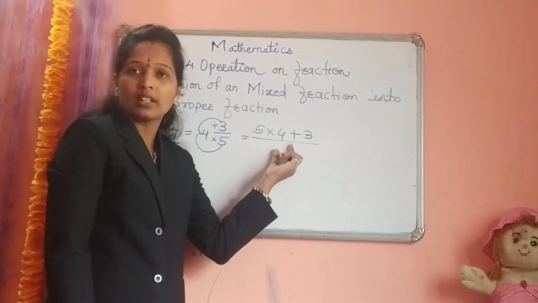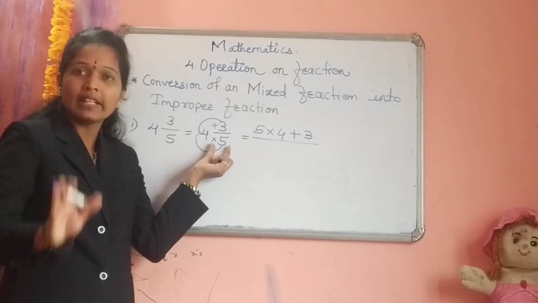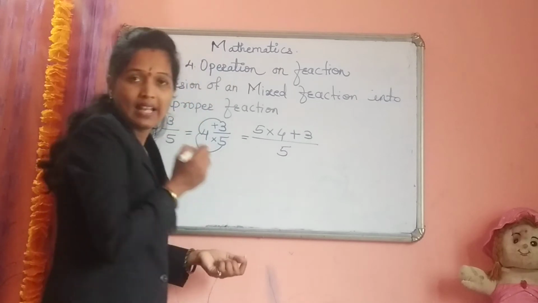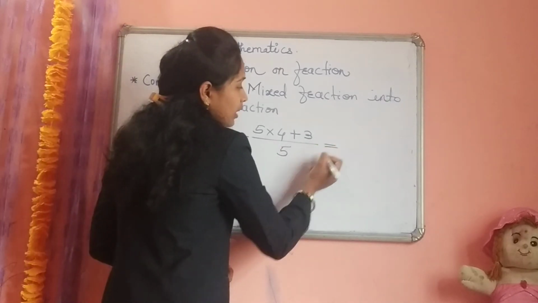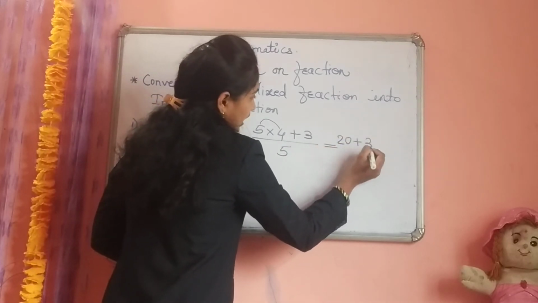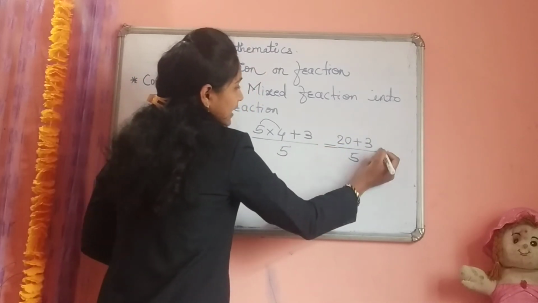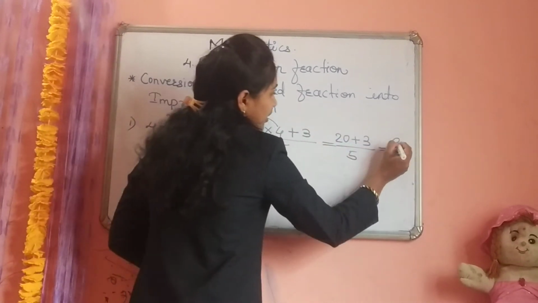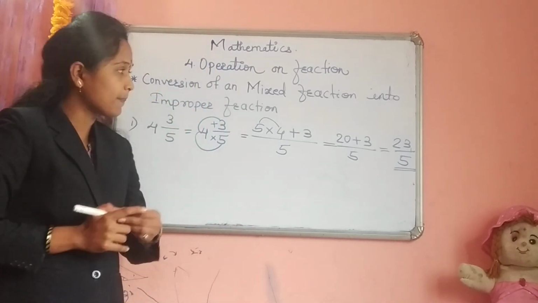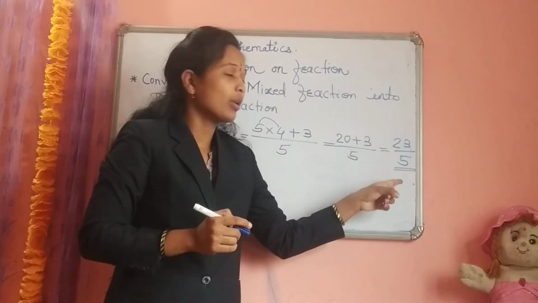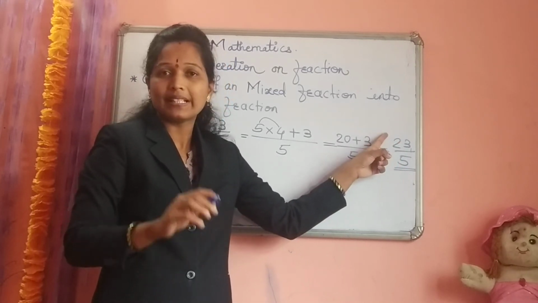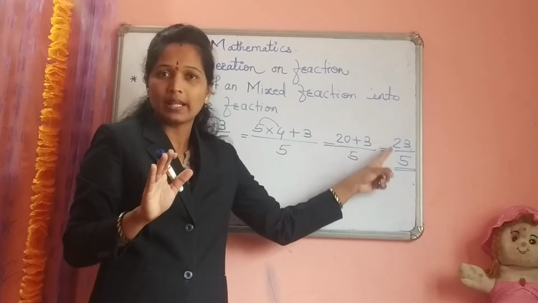And the denominator, whatever denominator is given in your question, denominator is 5. So you have to write down that 5 as it is. Do the multiplication first. 5 4s are 20. 20 plus 3 divided by 5 as it is. And we know that 20 plus 3 is 23/5. This is your conversion of mixed fraction into improper fraction. Look at this, this is an improper fraction. 23 divided by 5. In the table of 5, 23 is not there. So this is called an improper fraction.